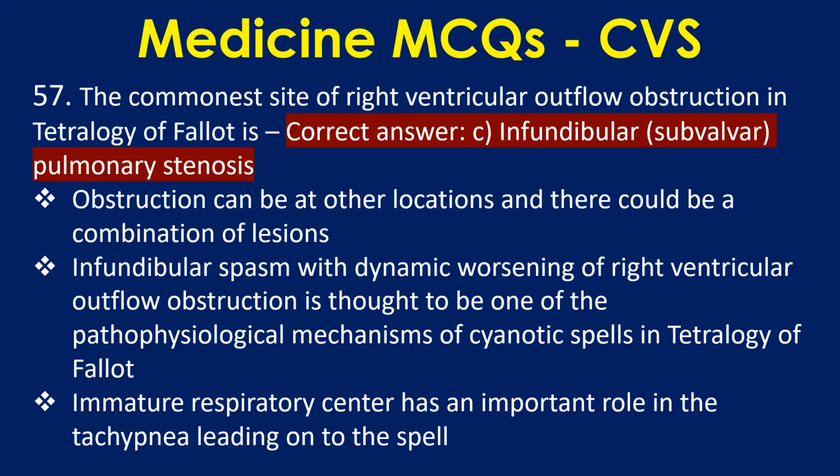Infundibular spasm with dynamic worsening of right ventricular outflow obstruction is thought to be one of the pathophysiological mechanisms of cyanotic spells in tetralogy of Fallot. Immature respiratory center has an important role in the tachypnea leading on to this spell.